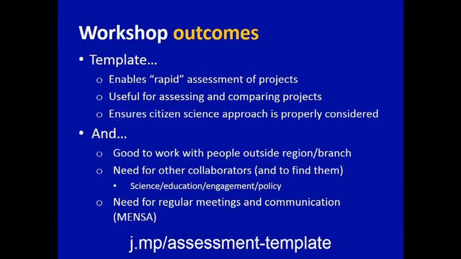People in the workshop said it was good to work with people outside of their region or their branches so that they got a whole lot of fresh ideas about projects. They found that they need better ways of finding collaborators to work on the projects, because you need experts in many different areas, in research, education and engagement in particular, to run a good citizen science project. They also felt there was a need for regular meetings and communication around South Australia to work on the best projects and where we should be going.